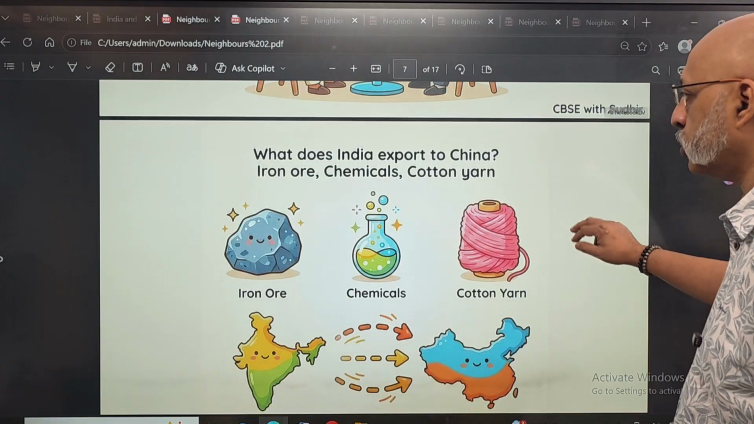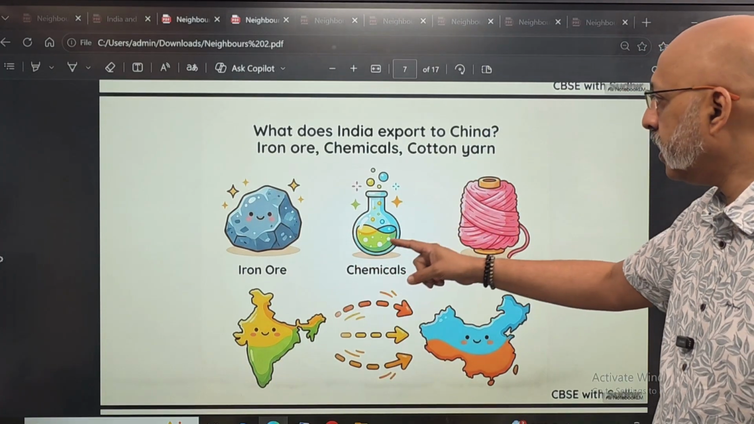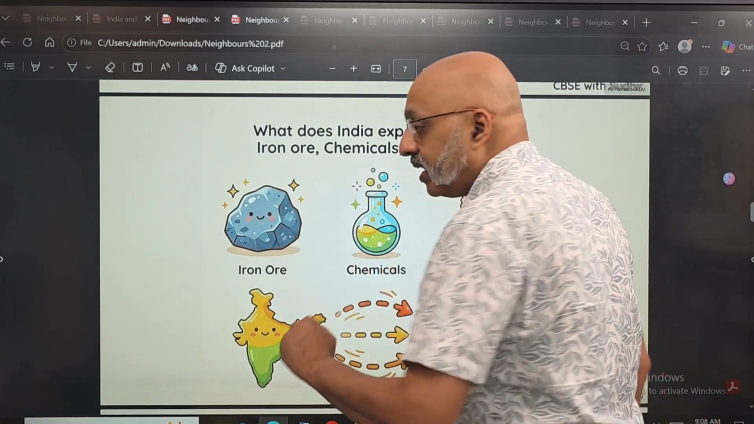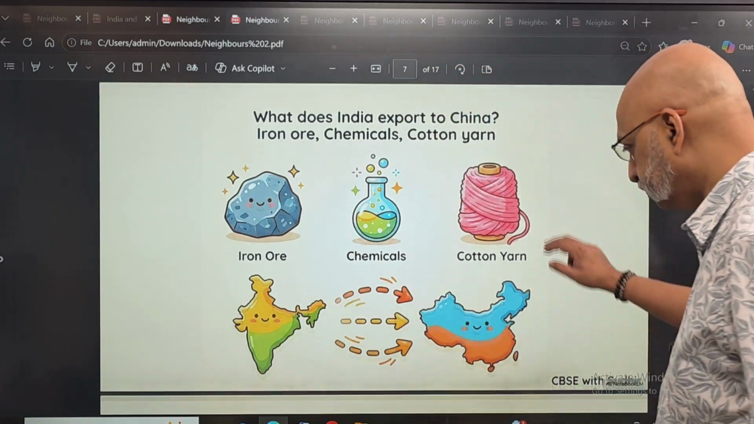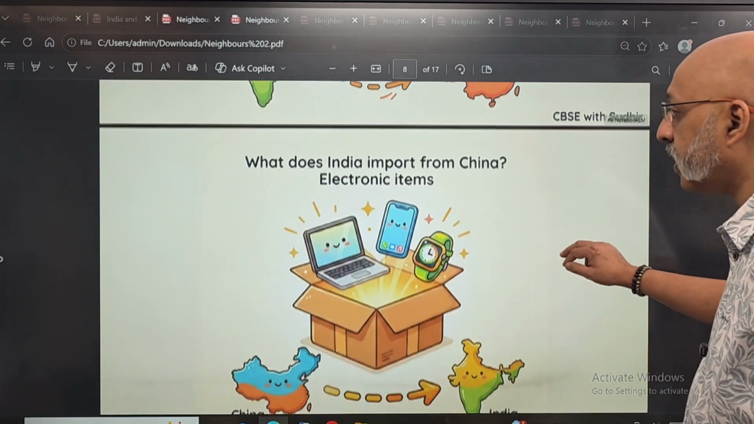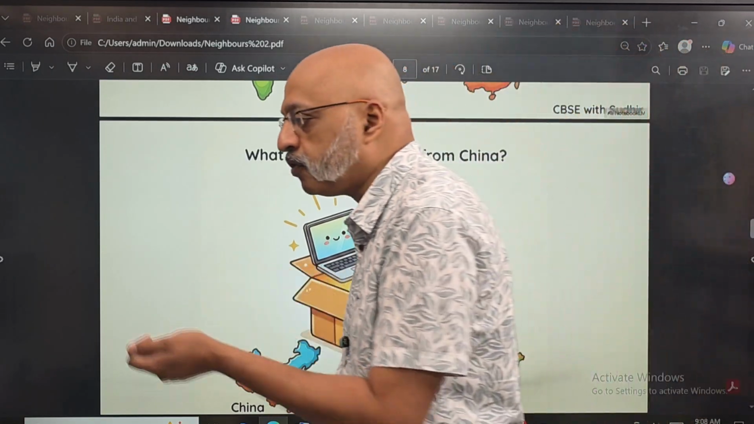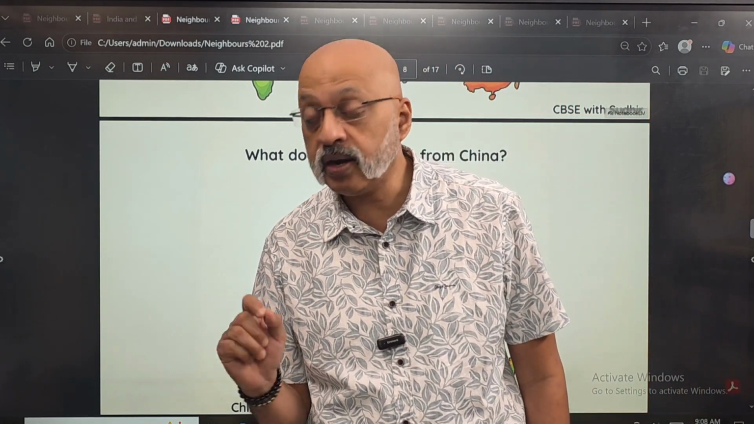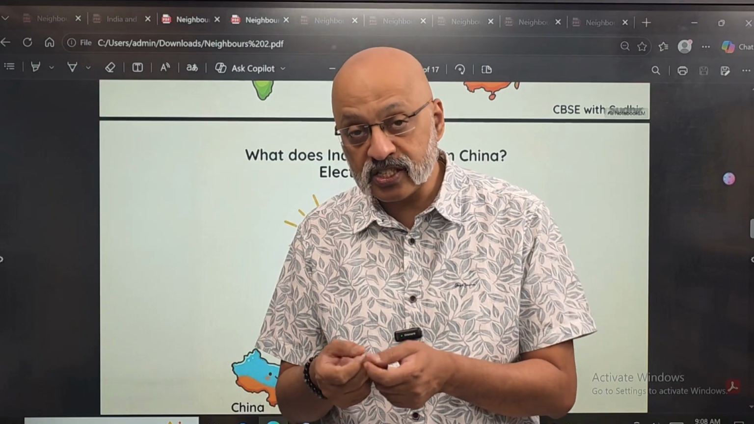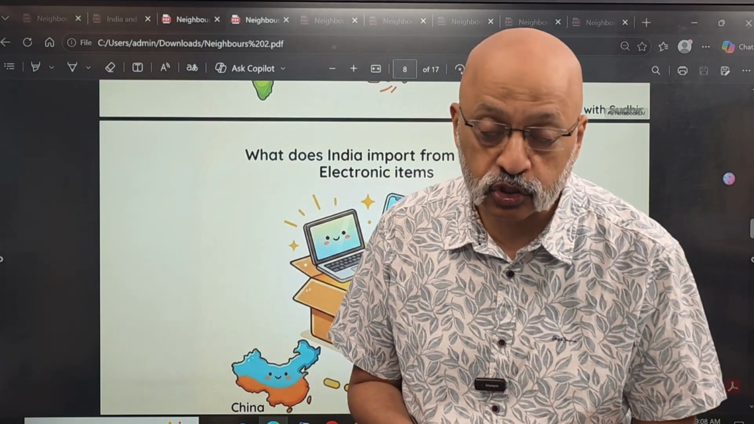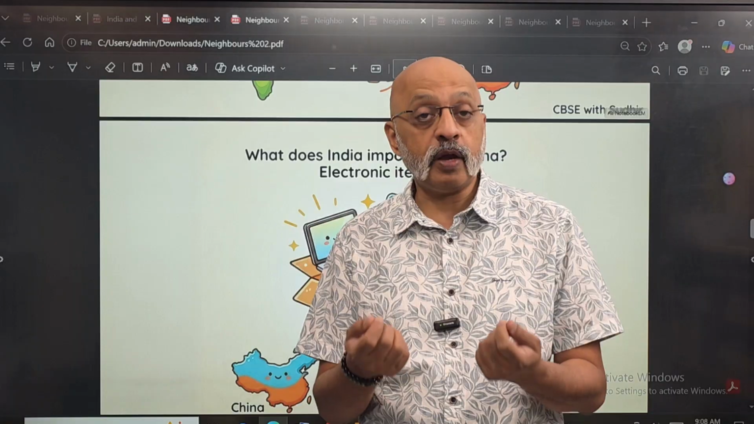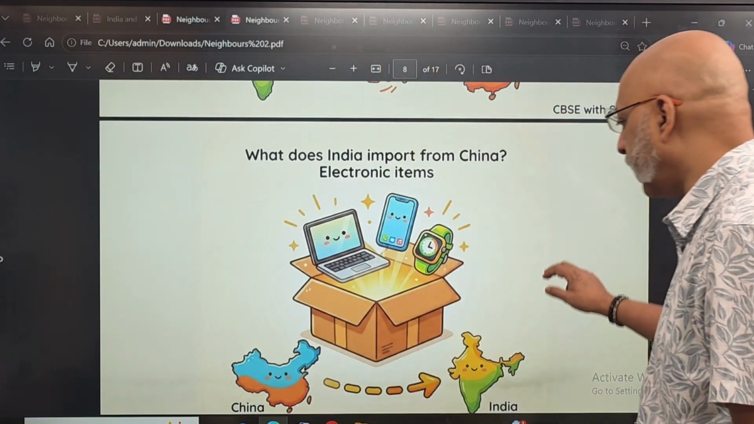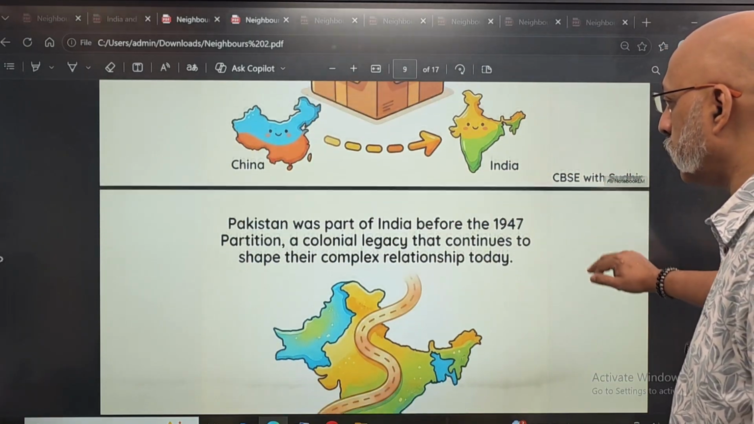What does India export to China? India exports iron ore, India exports chemicals, India exports cotton yarn. Now, these are the three main things that India sells to China. What does India import from China? Mainly electronic items, because if you see any kind of electronic items, you are more likely to see made in China on them, right? So in any item, or at least the parts which are used in any kind of electronic item, largely use spare parts, ancillary parts which have been manufactured in China, right? So that's mainly the electronic goods.